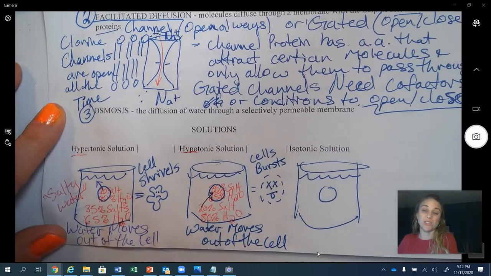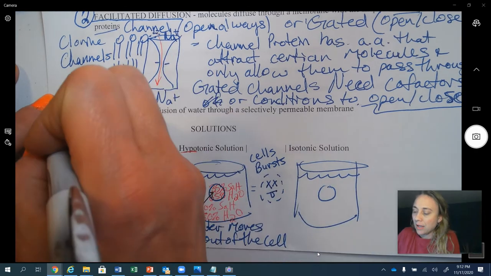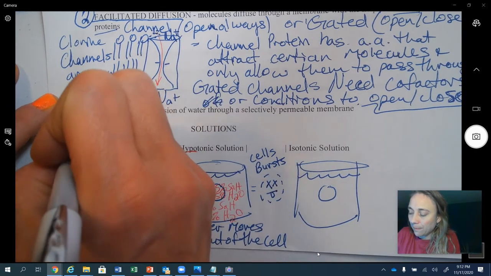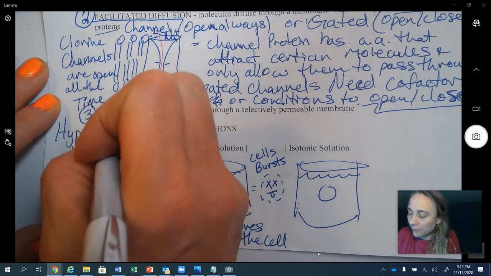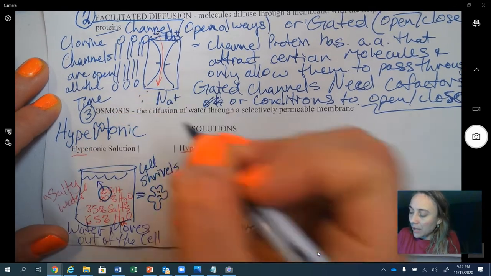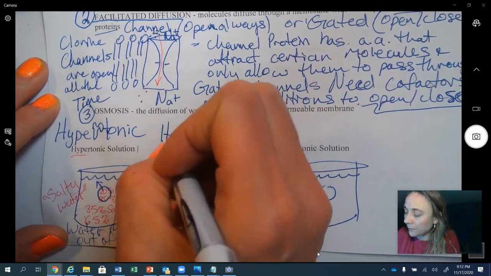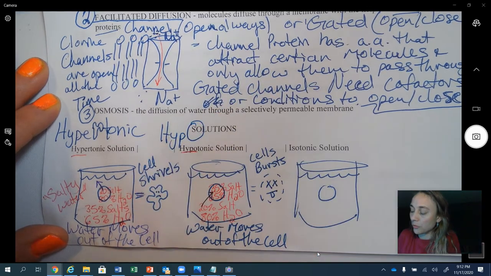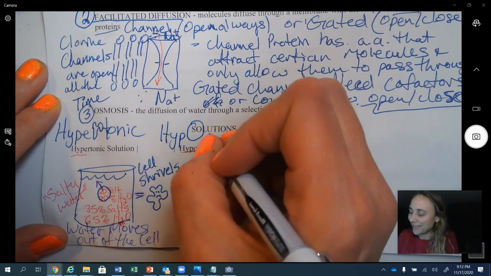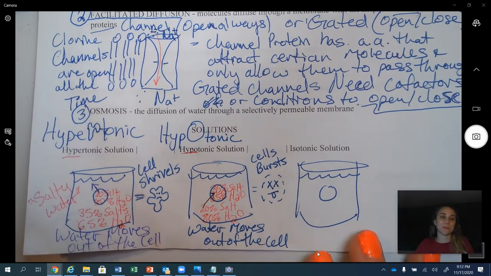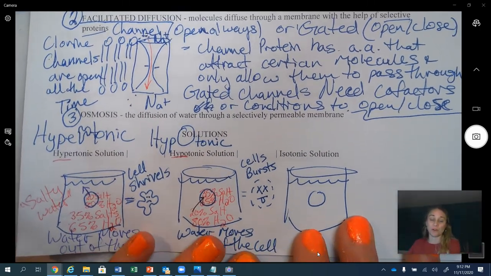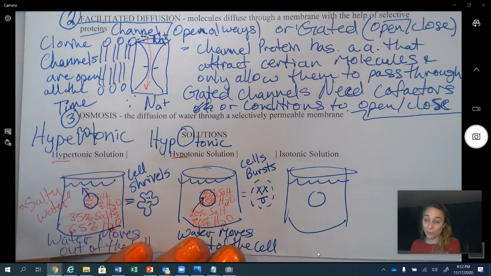I like to think of it as a word picture, hypertonic and hypotonic, to remember what happens. If the solution is hypertonic, then I usually think of the R as the shriveled cell, and hypotonic, the O is the swelling cell. So if you're ever in a situation, in a test, where you're nervous and it's hard to think, you can just think about word pictures like that.